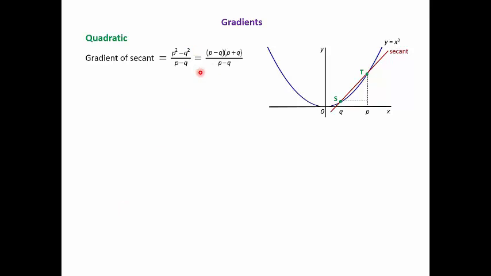And of course we can factorize the p squared minus q squared, as I showed you before, and we can cancel p minus q to get p plus q. And that proves the result, that you just add up the x-coordinates to get the gradient of the secant.